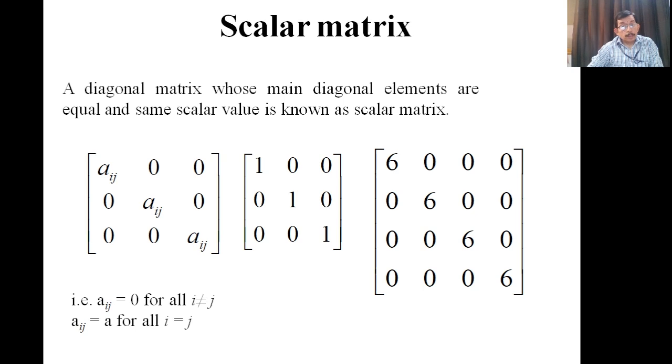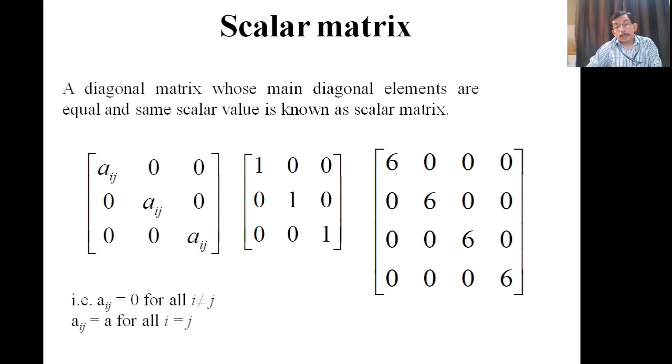Scalar matrix. A diagonal matrix whose main diagonal elements are equal and the same is known as a scalar matrix. In the first example, you see that 1, 1, 1 are the main diagonal elements and all the non-diagonal elements are 0. This is known as a scalar matrix. It is also known as the identity matrix.